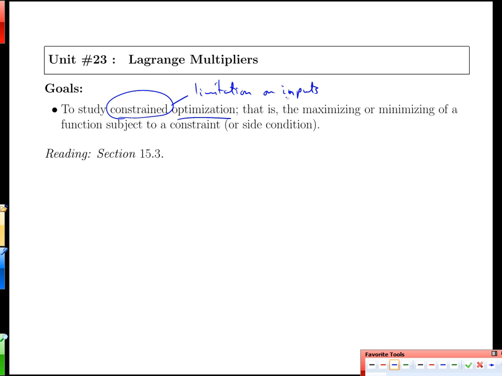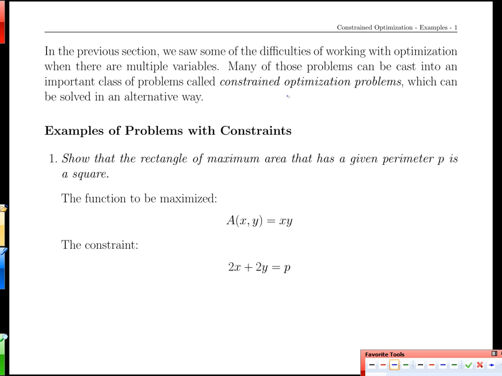And what's interesting is there's a nice connection here back to the gradient, and perhaps a surprising connection back to the gradient. To be more specific, let's talk about the kinds of problems we might be analyzing with the approaches in this unit. For example, show that a square of maximum area, so we're trying to maximize the area as our objective, and that has a given perimeter, and that is fixed. Or if you like, that would be a constraint.